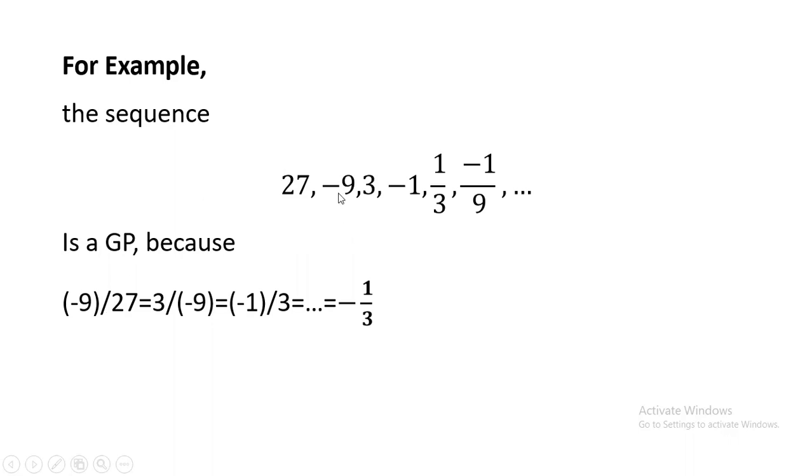Why? Because they are saying that this sequence is a GP. That means we saw two things in a GP: the first term should be non-zero, and here the first term is a non-zero number, and the ratio between two successive terms is the same throughout the sequence. Now as you can see, if I take the ratio of minus 9 and 27, 3 and minus 9, minus 1 and 3, the answer I got is minus 1 by 3. So it's the same throughout the sequence. So we can say that the common ratio throughout the sequence is minus 1 by 3.